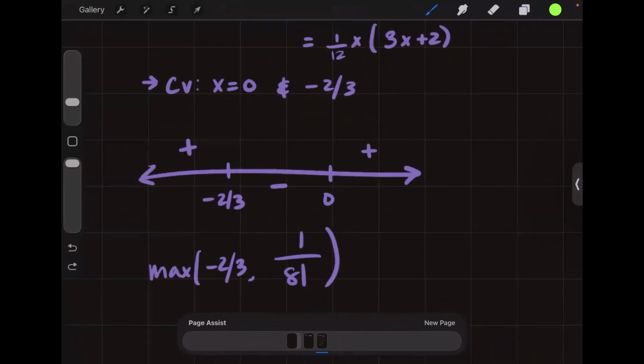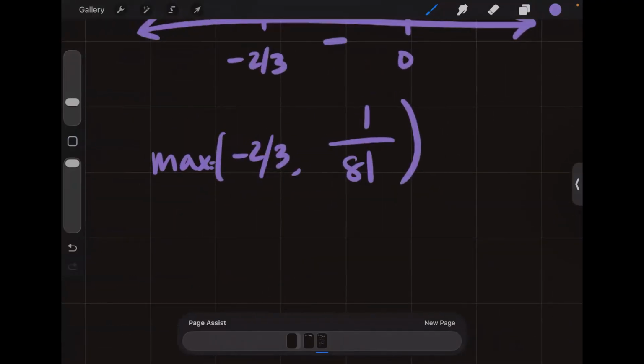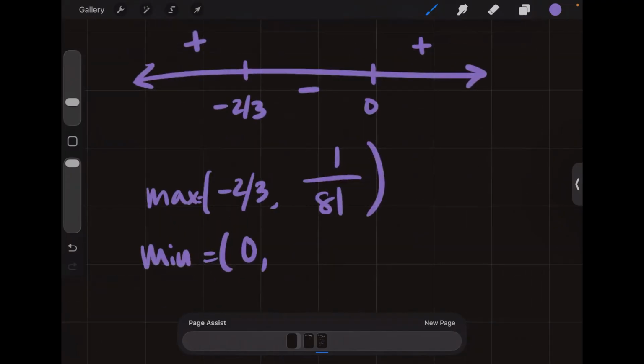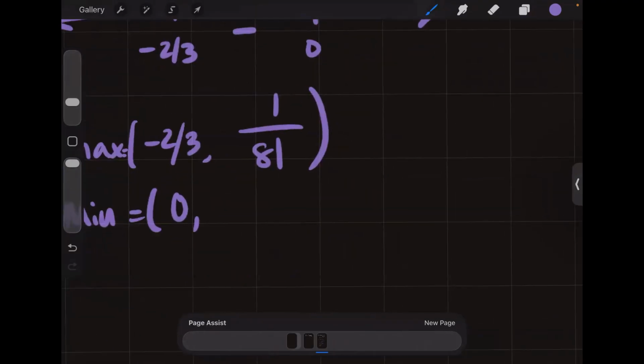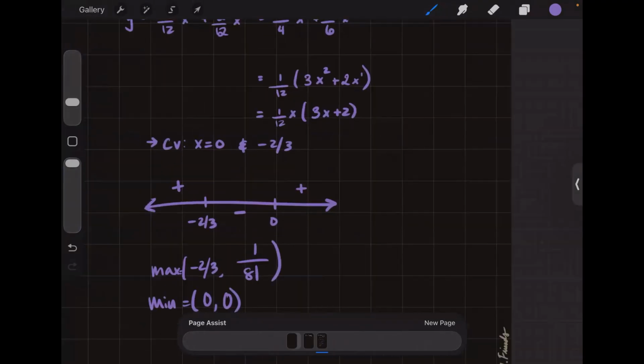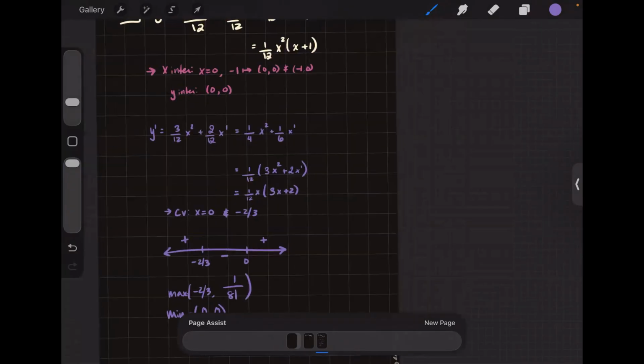We'll do the same for our local min by plugging it back into the original function. The min is going to equal (0, 0), because that also happens to be our intercept, but that's okay. All right, easy money, right?